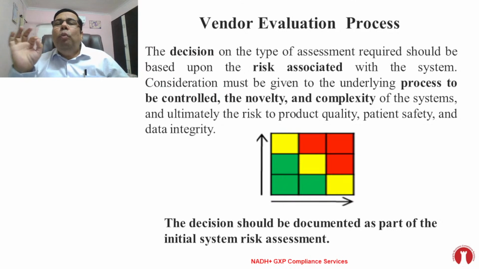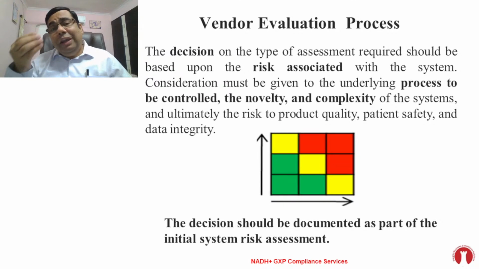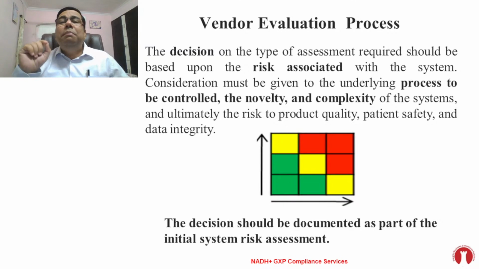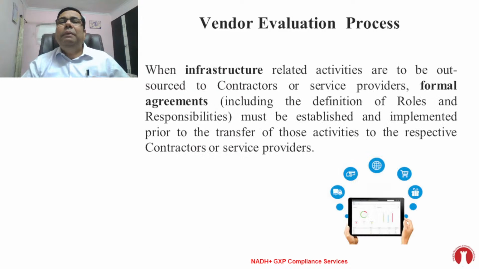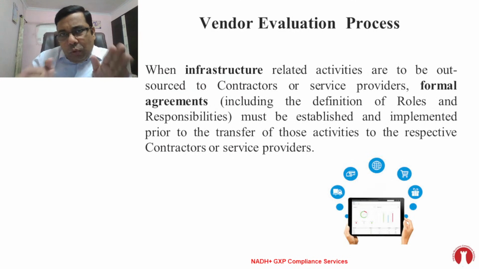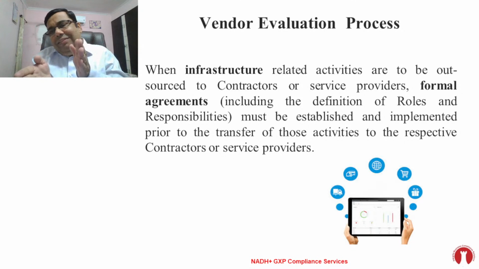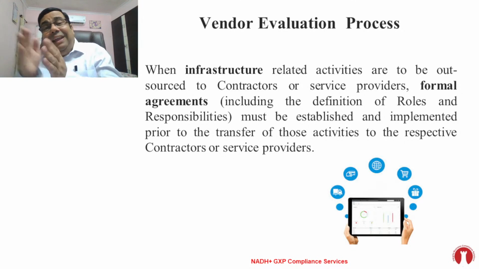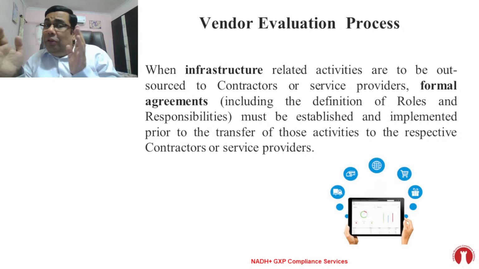the decision should be documented as part of the initial system risk assessment. Whatever decision you take, whether about the vendor evaluation and all, it should be documented as a part of the initial system risk assessment. This is the basic vendor evaluation process. Okay, hope you understand what I'm telling. This is just a brief about the vendor evaluation process, and then we will discuss how we can do it in a better way, and practically implement that also. So please be with me.